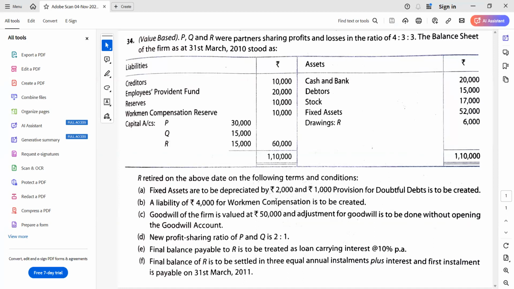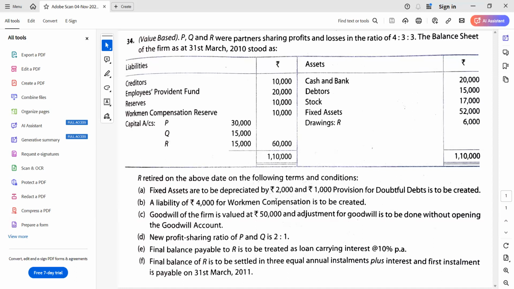P, Q, and R are partners sharing profits and losses in the ratio of 4:3:3. The balance sheet of the firm as at 31st March 2010 stood as given. R retires on the above date on the following terms and conditions. Fixed assets are to be depreciated by rupees 2,000 and rupees 1,000. Provision for doubtful debts is to be created. A liability of rupees 4,000 for workman compensation is to be created.